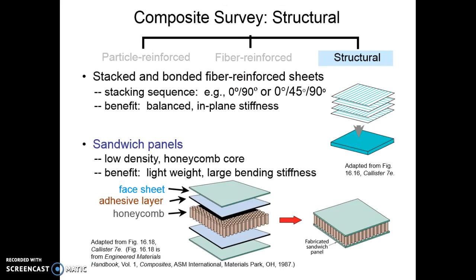Structural composites. What are structural composites? These are stacked and bonded fiber reinforced sheets stacked in a sequence based on the required orientation. As a result, they are balanced and we get in-plane stiffness. Sandwich panels are low density honeycomb structure cores.